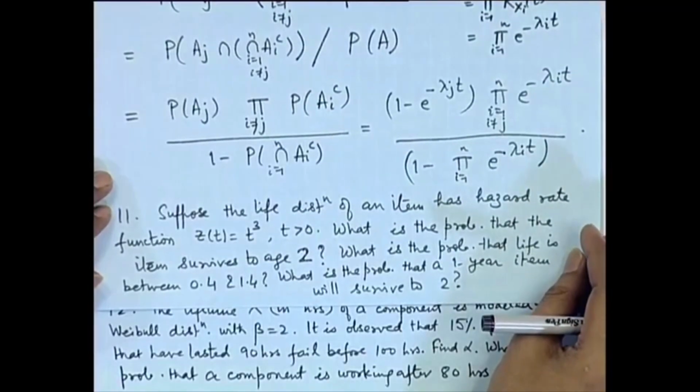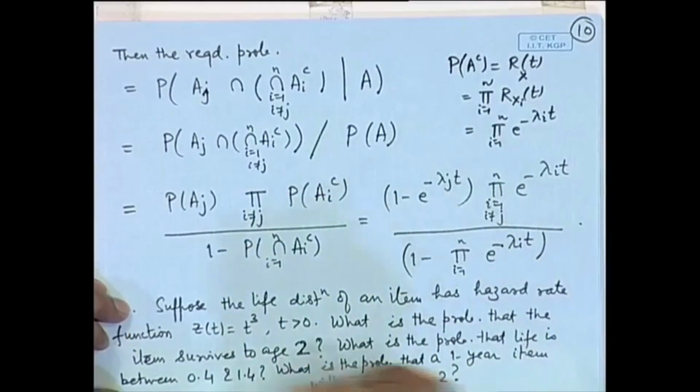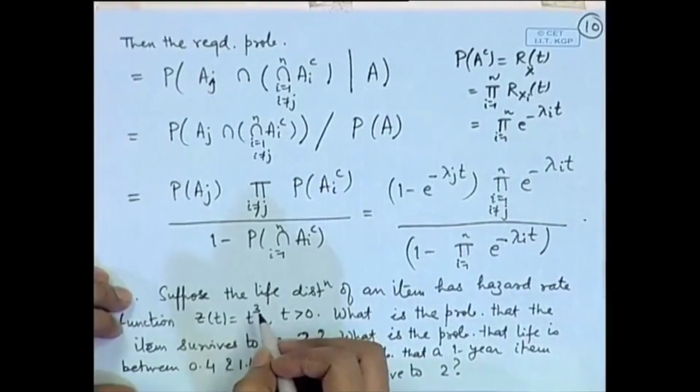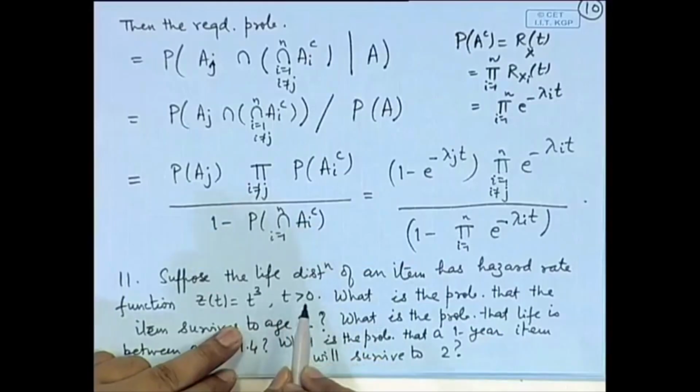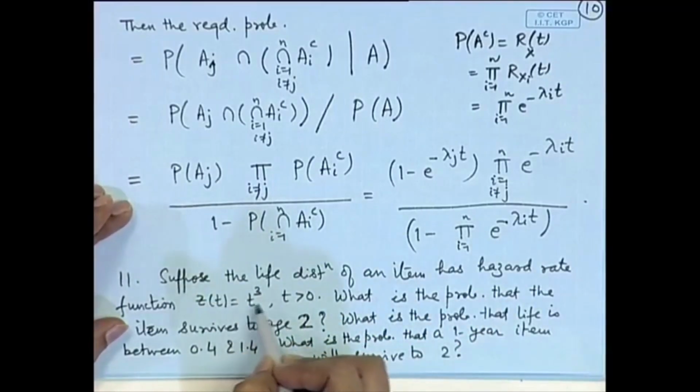Let us look at applications of the Weibull distribution. Suppose the life of an item has a hazard rate function z(t) equal to t cubed. If you recall, we considered that the hazard rate function is of polynomial type, alpha beta t to the power beta minus 1, if and only if the distribution of the life is Weibull with parameters alpha and beta. Here, the hazard rate z(t) equal to t cubed is exactly of the form of a hazard rate function of a Weibull distribution.